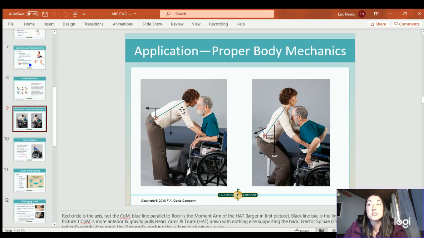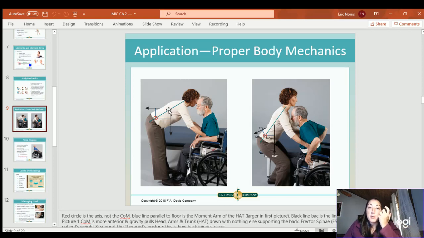And the first picture is showing you wrong. This is not good body mechanics. The second picture is good body mechanics. So in the first, she has her knees straight. She has her axis and really her full body far away from the patient. She has a lot of room right here between her and the patient. And she's bending at the waist and back. She's just flexing the trunk in order to get to the patient.